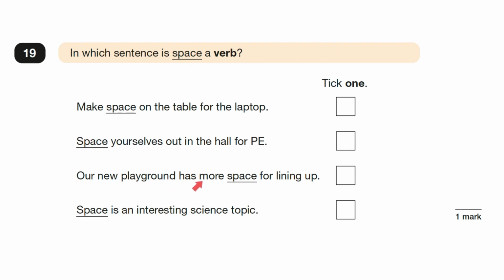Our new playground has more space for lining up. Again, that is a noun. Space is an interesting science topic, and that's talking about outer space. So that is the name for it. That is the noun. So we can come back to this one: space yourselves out in the hall is going to be the correct answer.